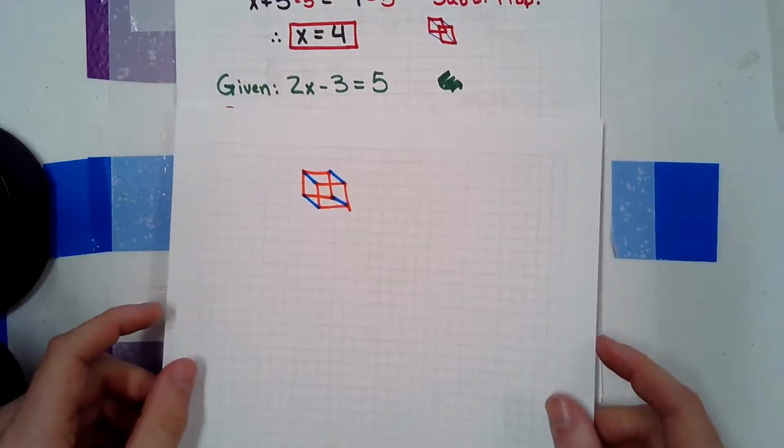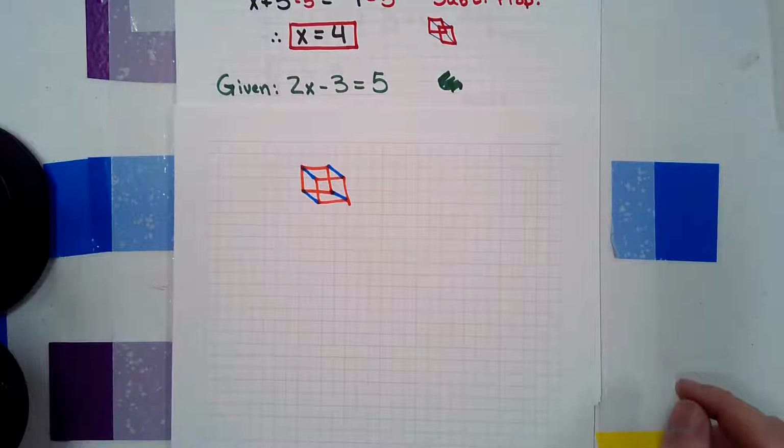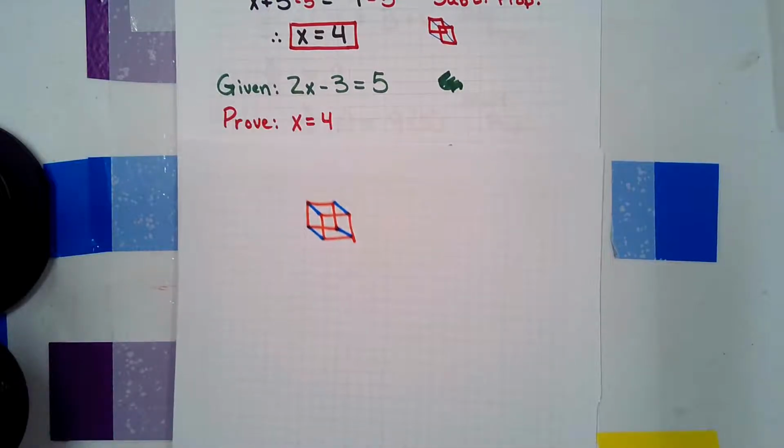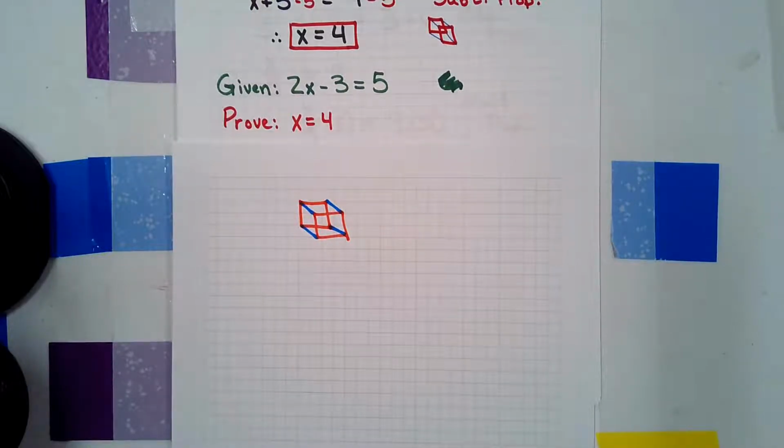Given 2x minus 3 equals 5. Well, we're going to use two properties of equality here. Which two properties do you think we're going to use? Wrong. Everybody says that because they see subtraction. Addition property of equality. What else are we going to use? Division property of equality. Nice job. We're going to prove that x equals 4. Isn't it nice to give you the answer?